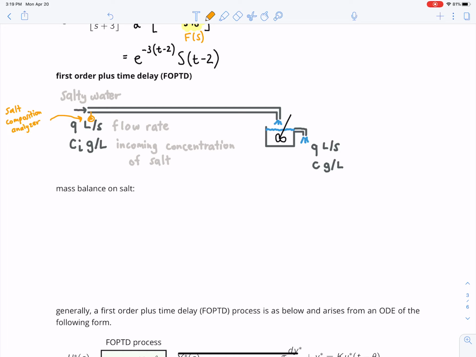All right, and it turns out that there's a time delay here, right? There's a time delay of theta. And that time delay is associated with the time it takes for fluid to travel from the salt composition analyzer into the tank. All right. And so a mass balance on salt here, this is our system, right? So this is our system. This is our control volume.